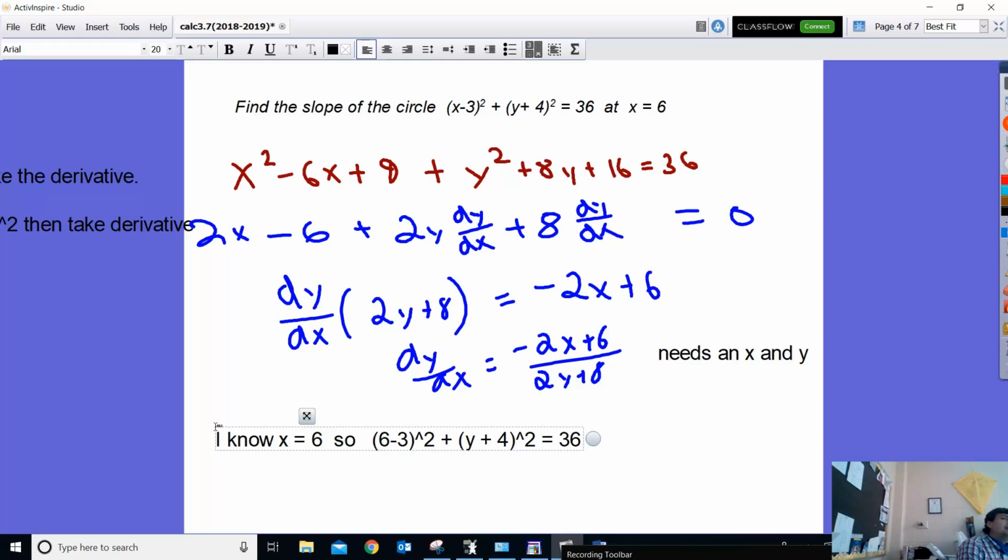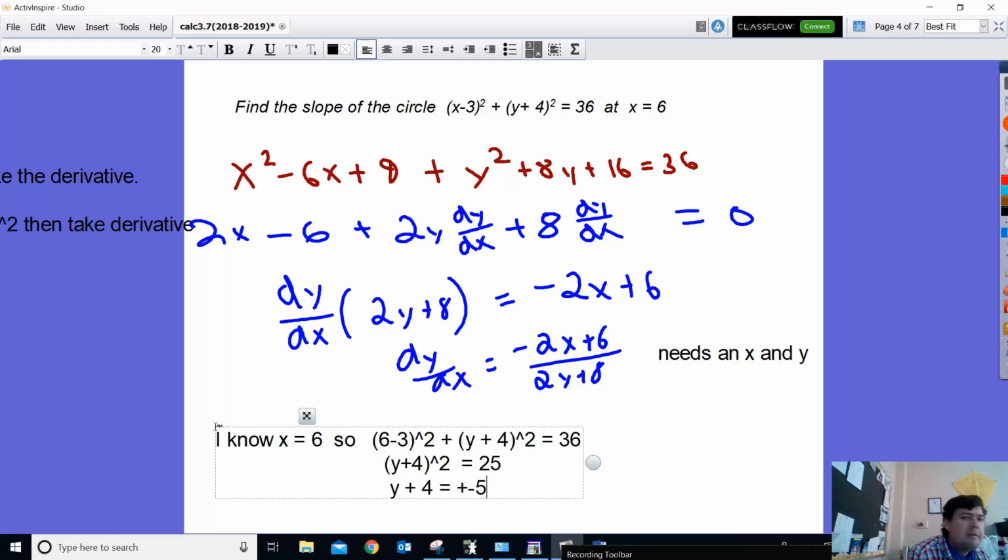6 minus 3 would be 3. 3 squared would be 9. 36 minus 9 is what, 25? Did I lose anybody with what I did there? I just did some math. 6 minus 3 is 3. 3 squared is 9. Took away 9 from 36. Now what are you going to do here? Yeah, take the square root of both of them. So y plus 4 is a plus or minus 5, right?